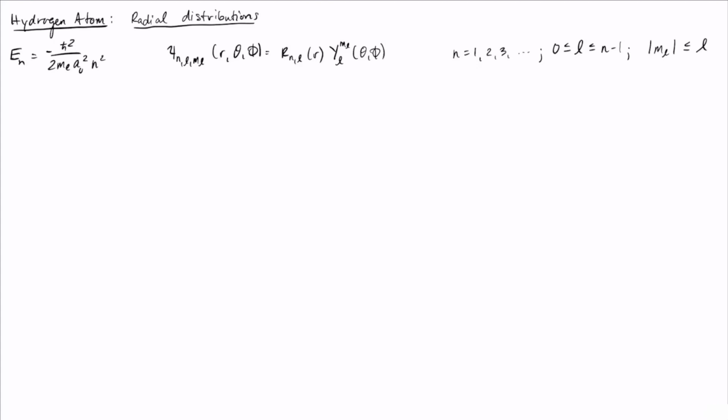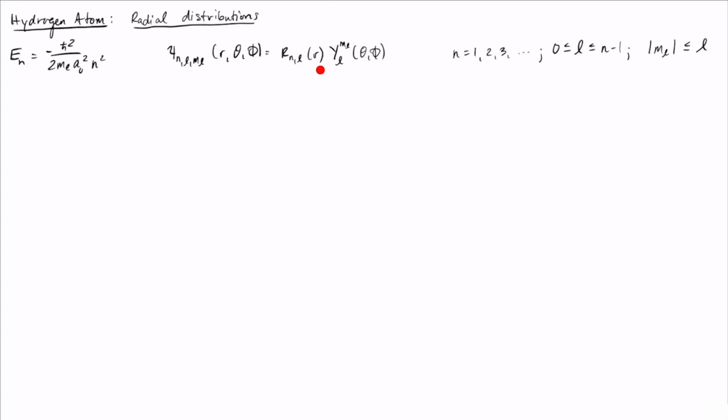In this section, now we're going to start discussing distribution functions. First, we're going to start with the radial distribution functions. And to see where those come from, we're going to start by looking at the norm, or the integral that corresponds to the norm of the hydrogen stationary states that we've derived previously.